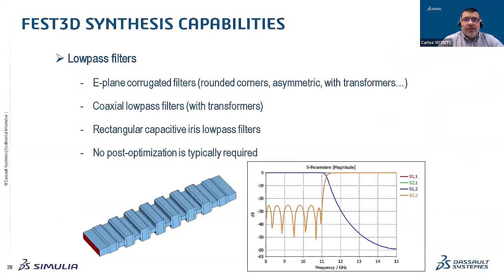In the case of low-pass filters, we also have several topologies, such as E-plane corrugated filters, coaxial filters, or rectangular capacitive iris filters. Again, typically, no post-optimization is needed. The only situation in which you need to post-optimize is when you want to add an impedance transformer. If you want to go from a standard waveguide to a reduced height filter, you need to use those transformers to do the adaptation. And then typically you will need to optimize the structure a bit. But again, this simulation will be quite fast.